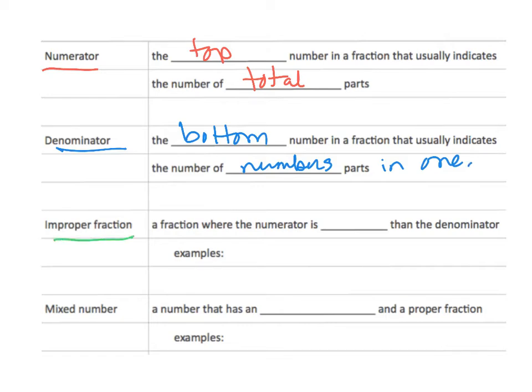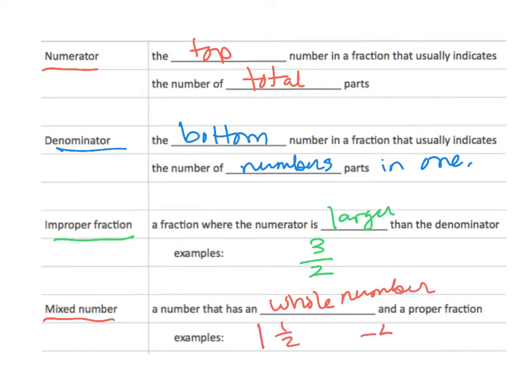An improper fraction is where the numerator is larger than the denominator, so 3/2. And finally, we have a mixed number, which is a whole number and a proper fraction, 1 1/2, -4 2/3. Those are mixed numbers.